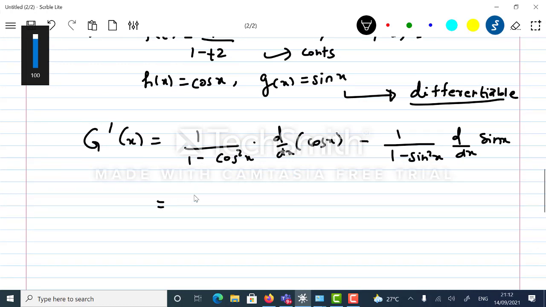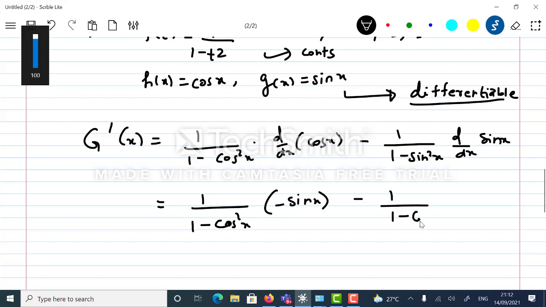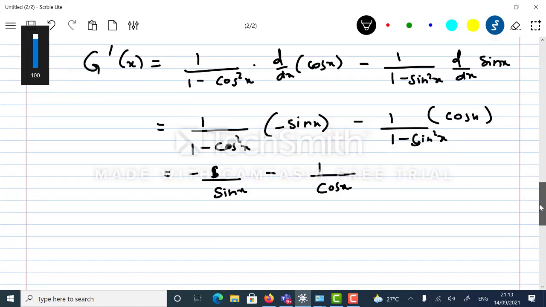Which is same as 1 minus cos square x. So this is minus sine x, minus 1 upon 1 minus sine square x. This is cos x. So this is fine. You can even say 1 minus cos square is sine square x. So this is sine square x, so minus 1 upon sine x, minus 1 upon, this is cos square x, so cos x. So g dash x is cleared.